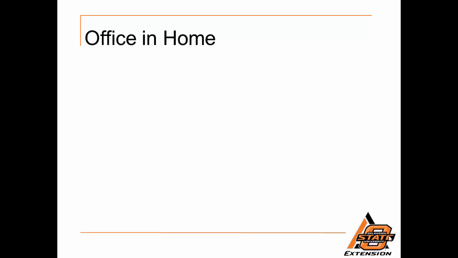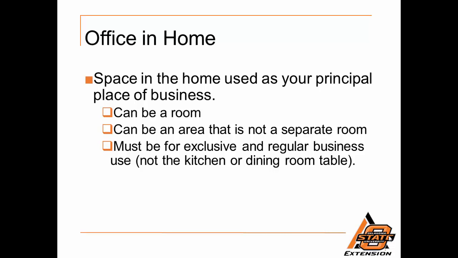Another option that we forget about, and this is really not a tax management option, but this is a tax option that very few farmers and ranchers are using, which is called the office in home deduction. So if you have an office or area that you use for an office in your home, and there's no other place that you do business, then that office in home deduction can apply. So it's a space in the home used as your principal place of business.